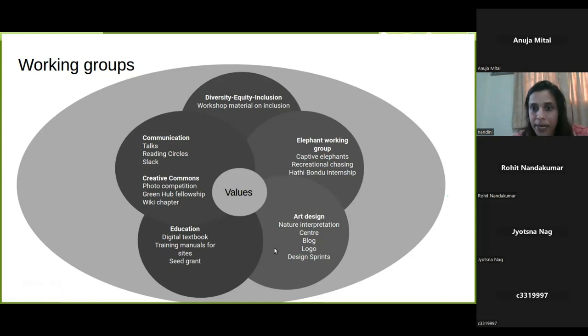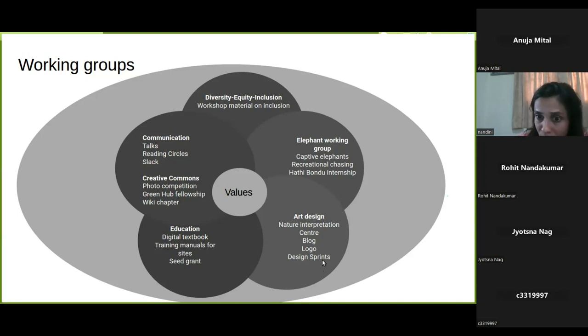In terms of the art and design interface, there has been some work on nature interpretation centers in Pakke and Eagle Nest, but we never got to the nuts and bolts of creating estimates. So we finally have an estimate if there's any forest department or community that would like to set up a nature interpretation center: how much would it cost, what are the timelines, and what is the portfolio that we have from other sites. There is an idea to have a blog. And again, all of us would appreciate any comments you have on the feasibility of having a blog or not having a blog. So that's the art and design.